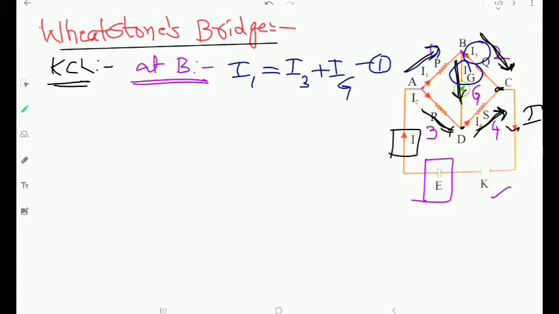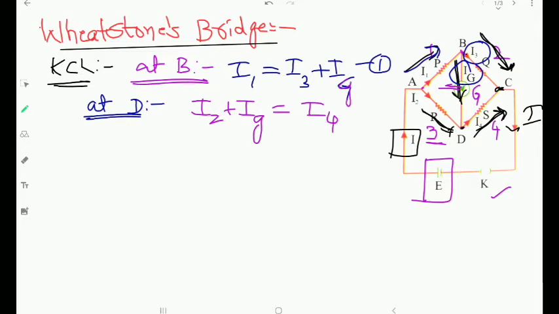And at junction D, IG as well as I2 combine, and I2 and IG form the current I4. I4 equal to I2 plus IG, and this is equation number 2.